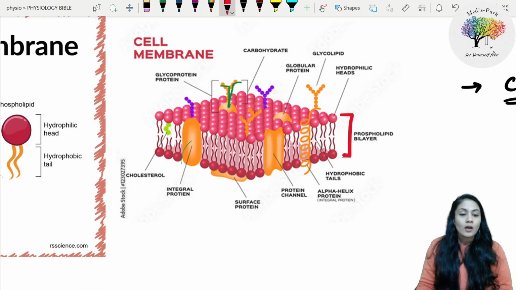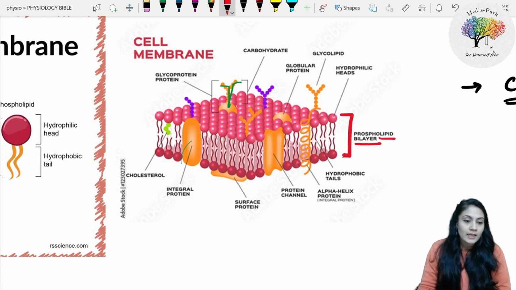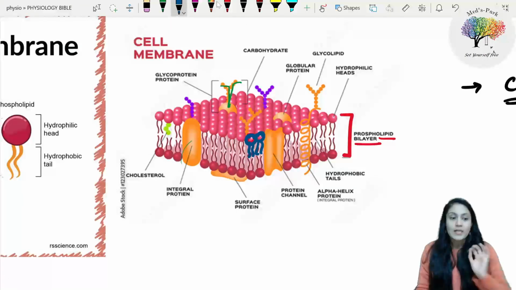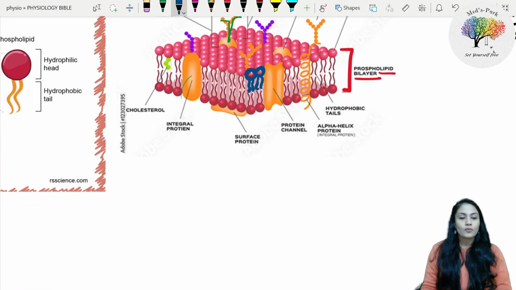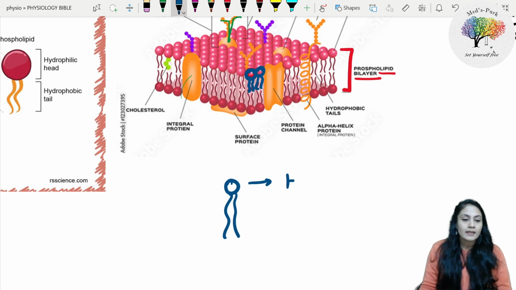Now understand why we call it a phospholipid bilayer. You can see that these rounded structures and these tails are the phospholipids. If I draw one phospholipid, it is going to have two parts. What are the two parts? The head part and the tail part.